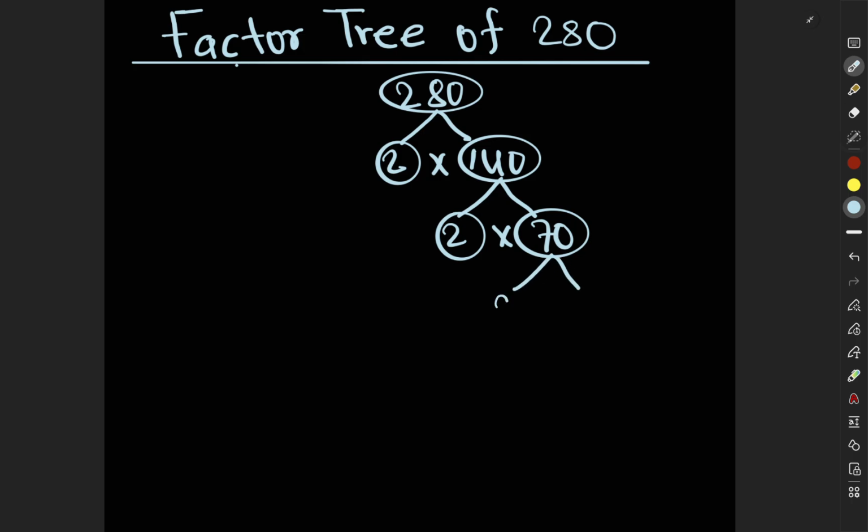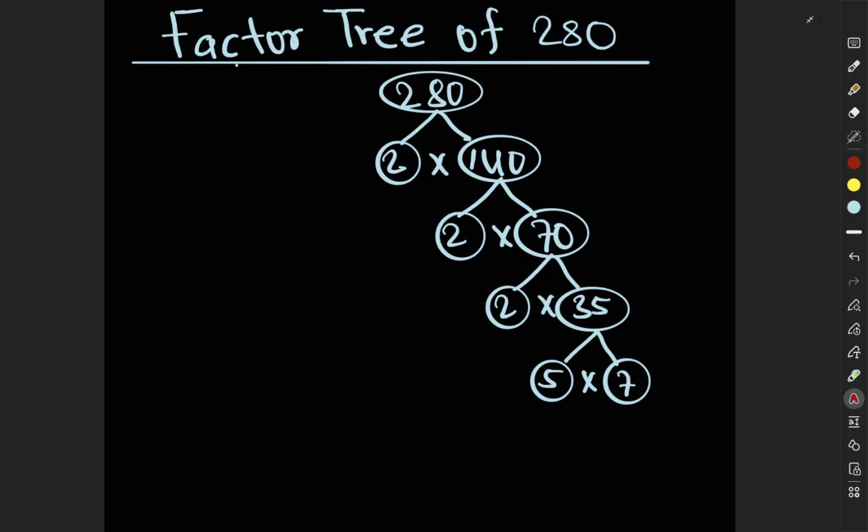70 can be written as 2 times 35. 2 times 35 means 70. 35 can be written as 5 times 7. So 5 times 7 means 35.